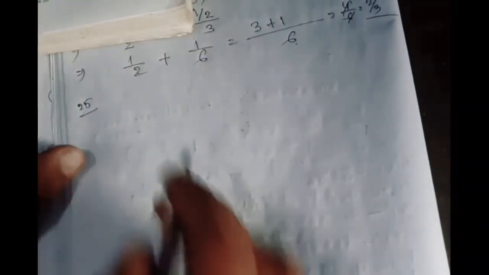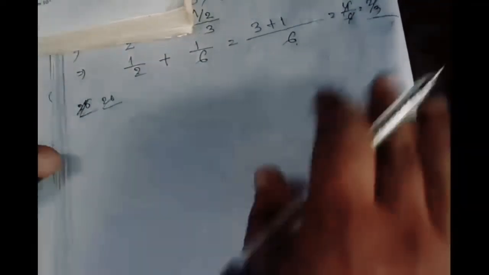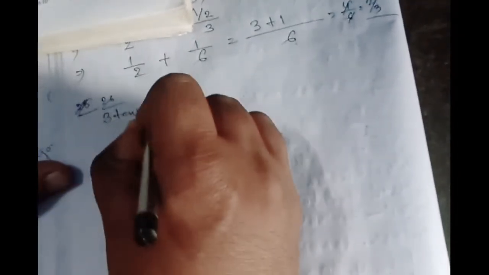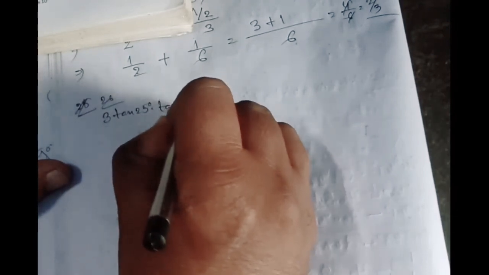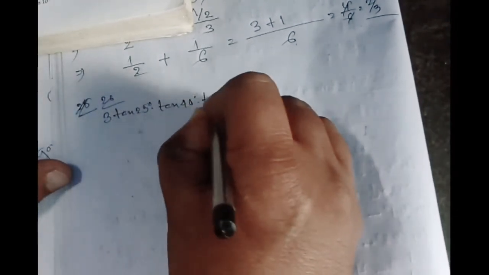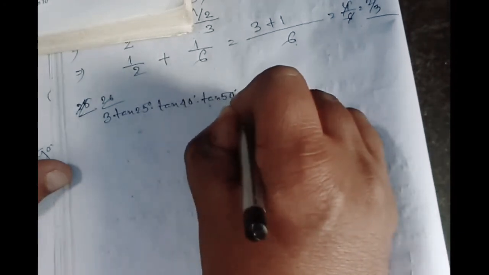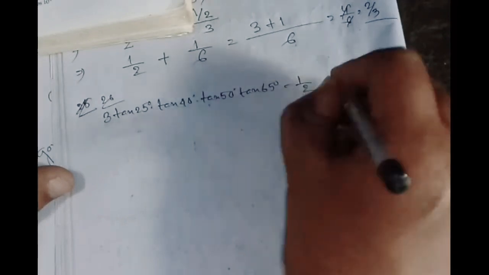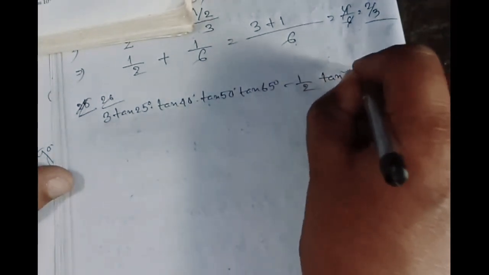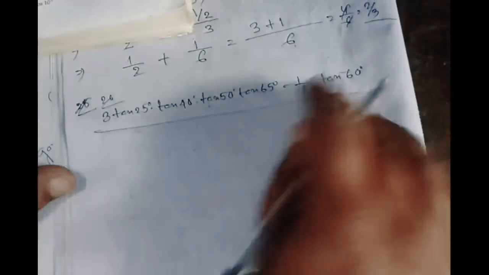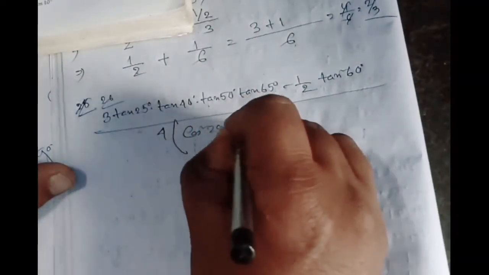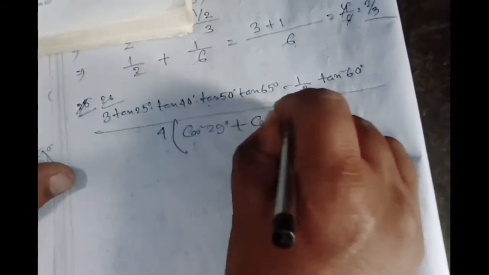Now question number 26 I am writing. 3 tan 25 degree tan 40 degree tan 50 degree tan 65 degree minus half tan square 60 degree, divided by 4 into cos square 29 degree plus cos square 61 degree.